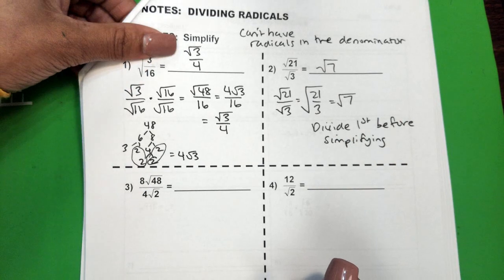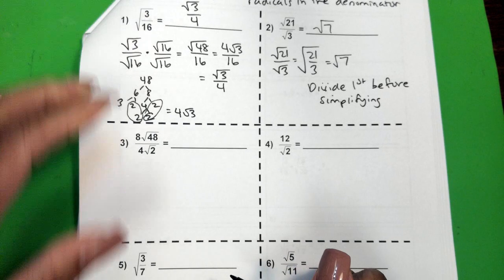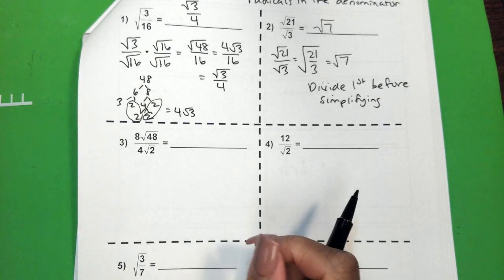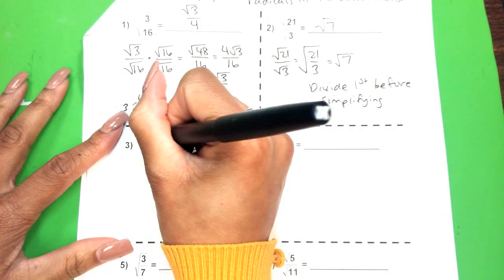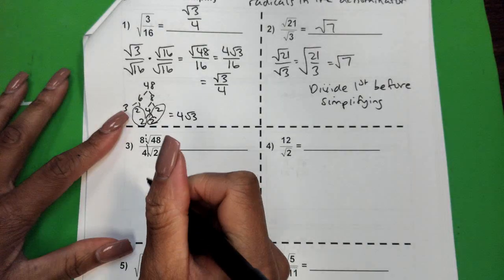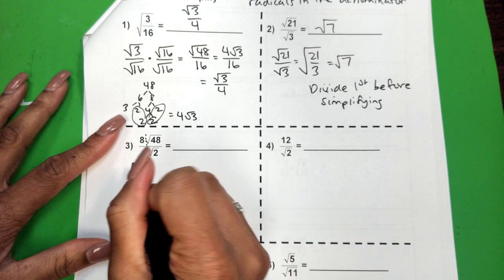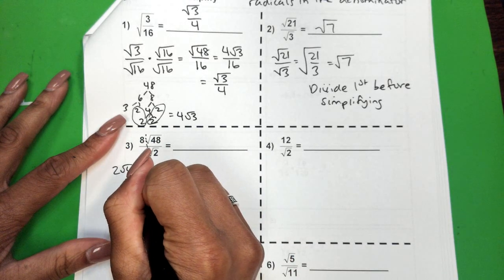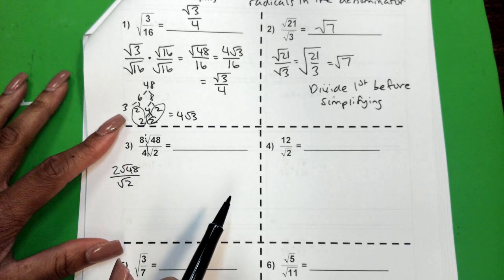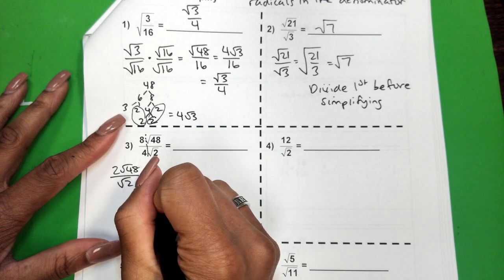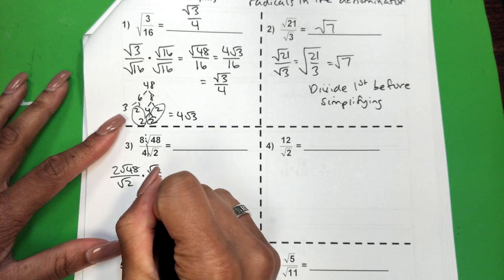Okay, let's try number 3. So number 3, let's see if I can reduce. I have 8 over 4, if I wanted to look at that. 8 over 4 does reduce to 2. So I have 2 square root of 48 all over square root of 2. But I have a radical in the bottom. I need to get rid of it. So I'm going to multiply by square root 2 on top and bottom.